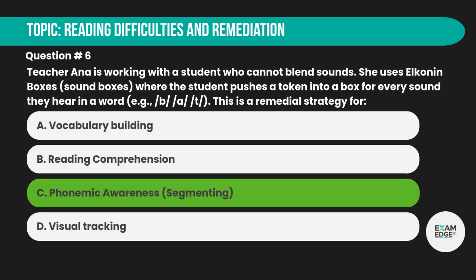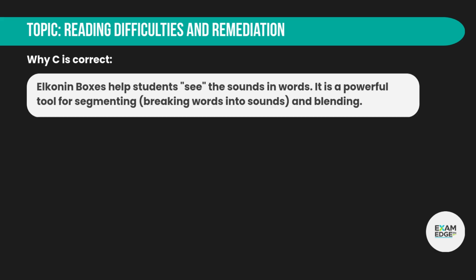Correct answer: C. Phonemic awareness, segmenting. Why C is correct. Elkonin boxes help students see the sounds in words. It is a powerful tool for segmenting, breaking words into sounds, and blending.